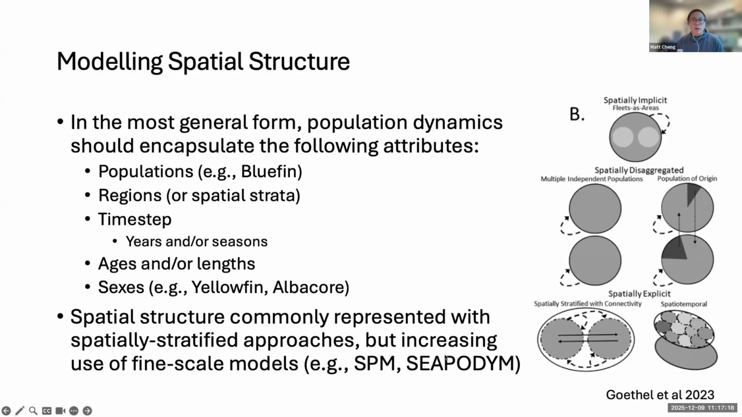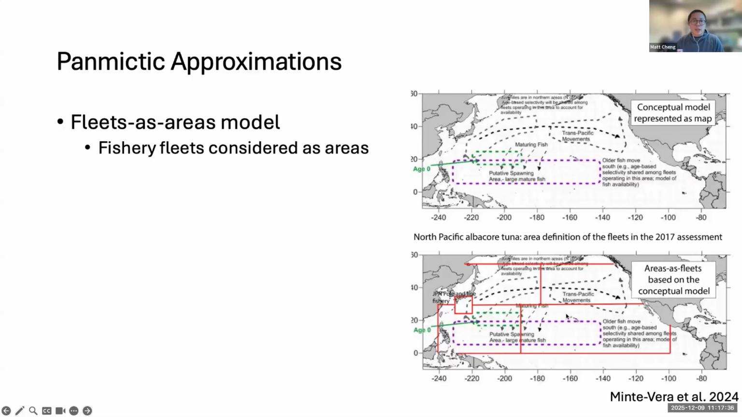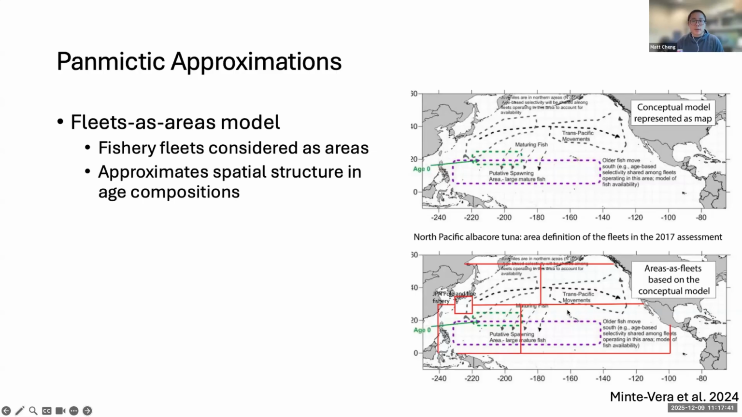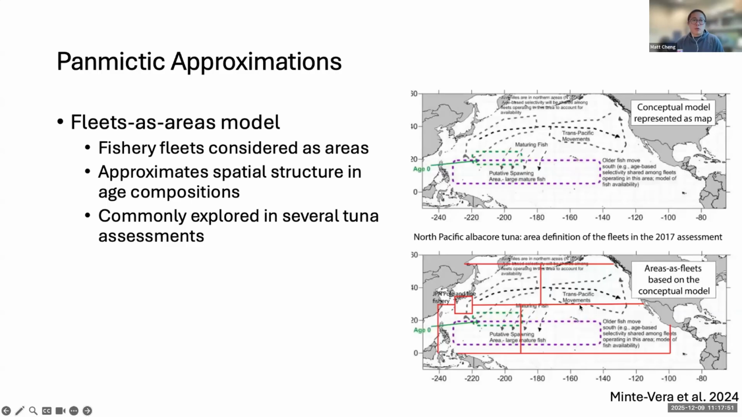So in order to model spatial structure, we can potentially implicitly represent spatial structure with what we call panmictic approximations, right? So for some tuna assessments, fleets as areas models are relatively common, where we essentially treat fishery fleets as different areas, and we try to use selectivity to approximate spatial structure in the age or length composition. So that's one way we might be able to approximate spatial structure implicitly.